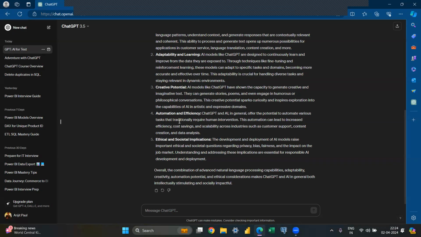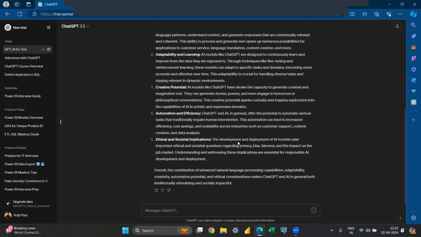The ethical and societal implications are also important for the development and deployment of AI models, because they raise a lot of questions about privacy, bias, fairness, and the impact on the job market. A lot of presumptions can arise, such as what if our jobs are at risk due to ChatGPT, or is AI going to take away our employment? That is something we can talk about on a separate day. But if we can use ChatGPT, if we can use AI, if we can understand the tool properly, let me assure you, there's no impact on the job market.